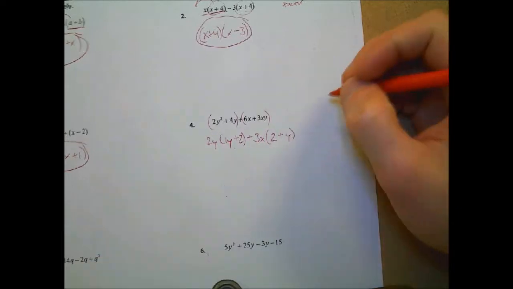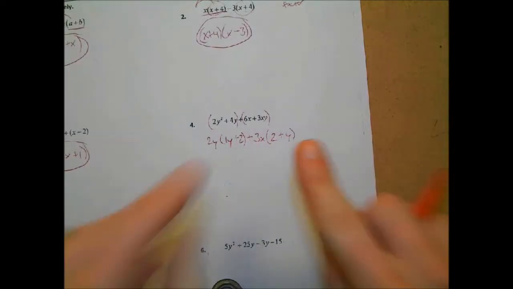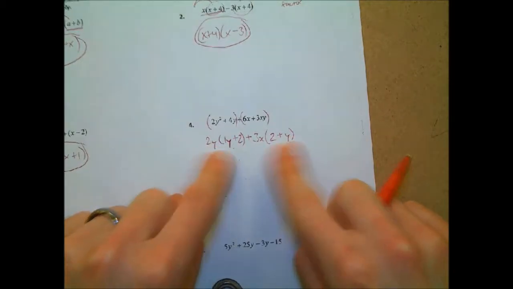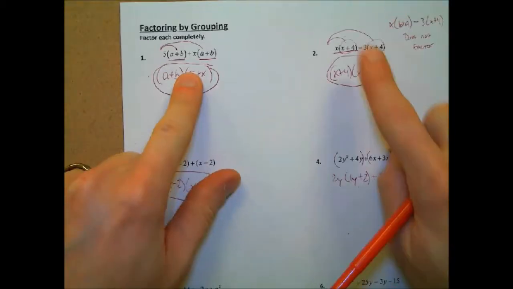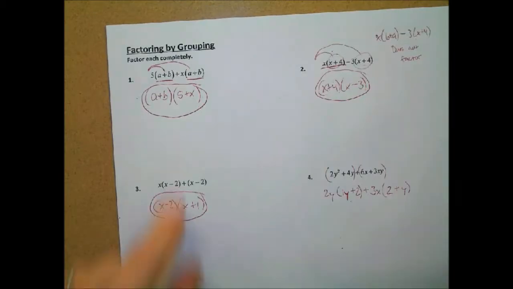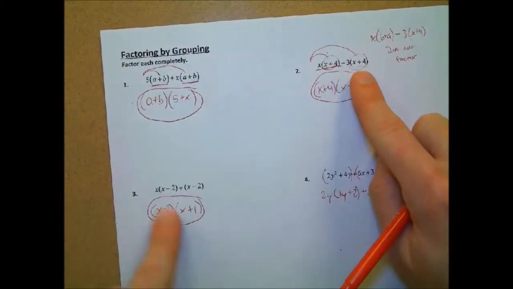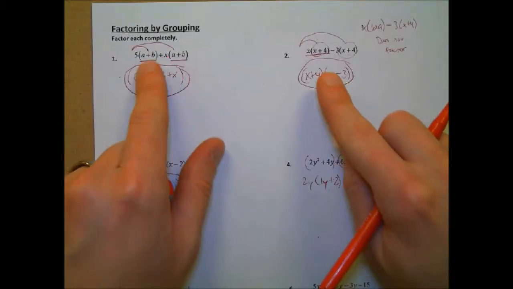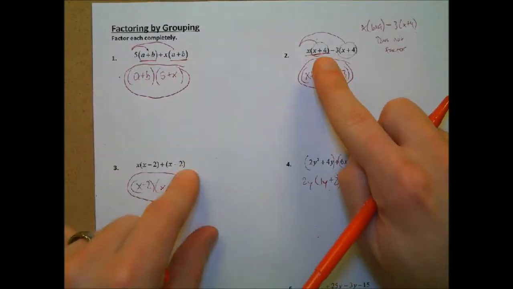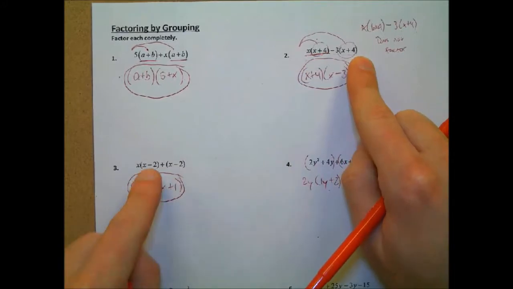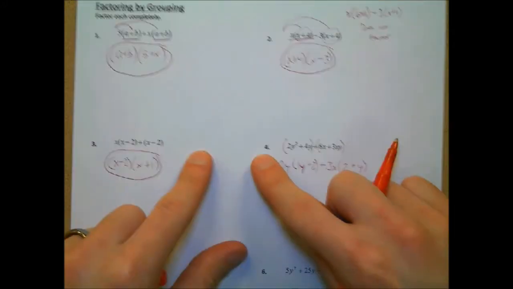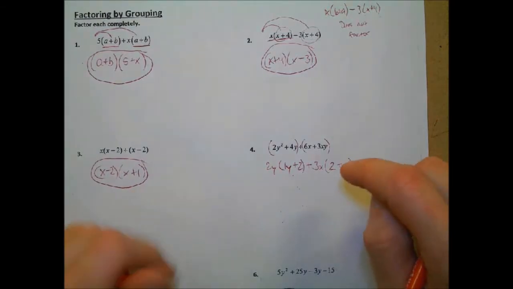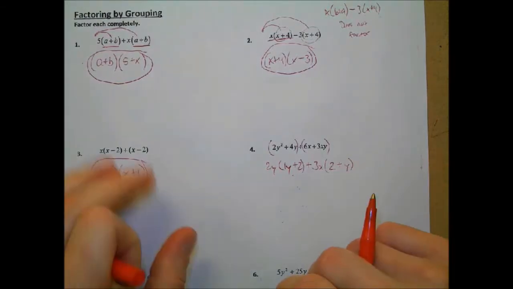Now, let's look at what's left over here. Now we look like questions 1, 2, and 3, where things were already factored out for us. Now number 4 looks like that too. We have things factored out. In 1, we had a plus b and a plus b. In 2, we have x plus 4 and x plus 4. In 3, we had x minus 2 and x minus 2. In 4, we have y plus 2 and 2 plus y. Are those the same things? Is y plus 2 the same as 2 plus y?